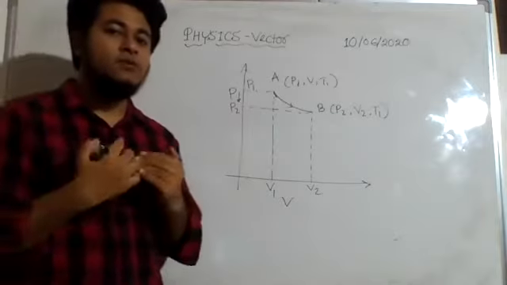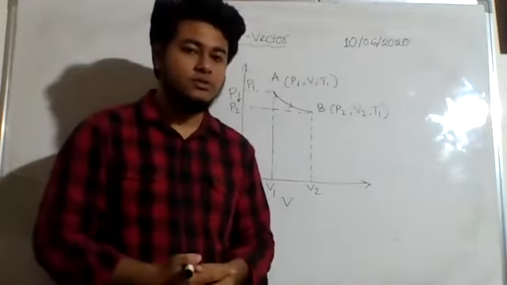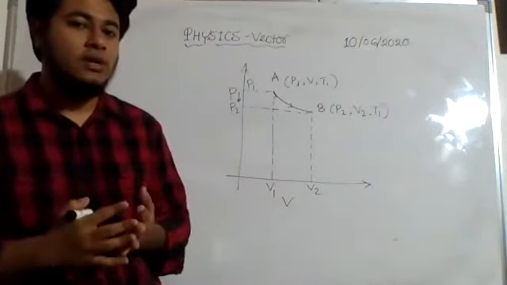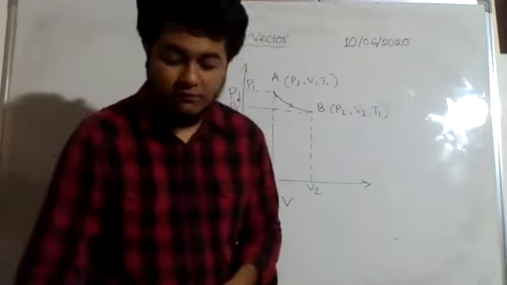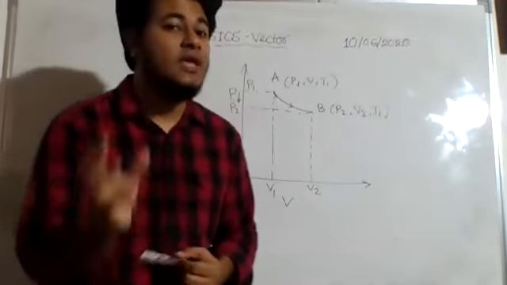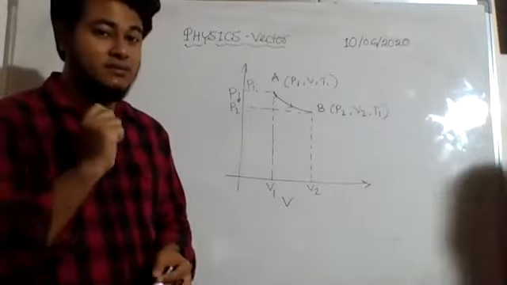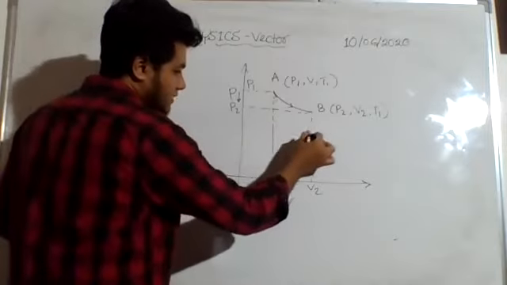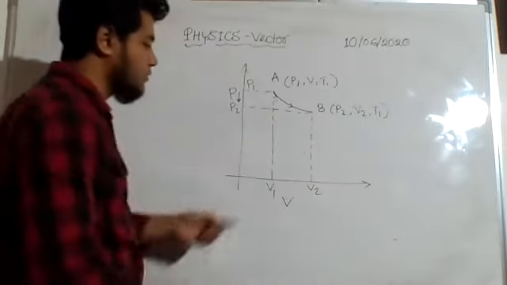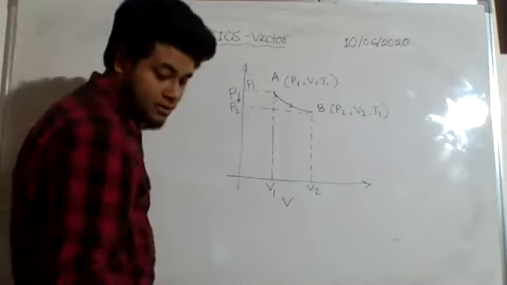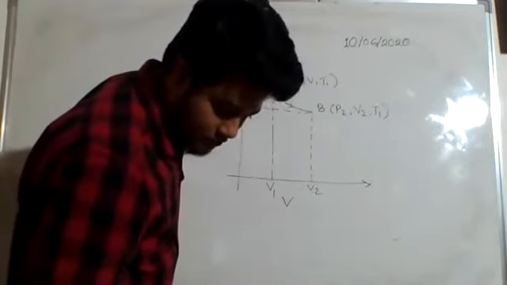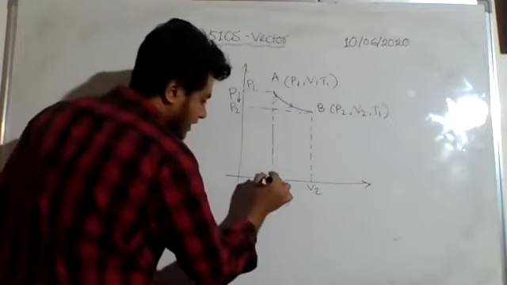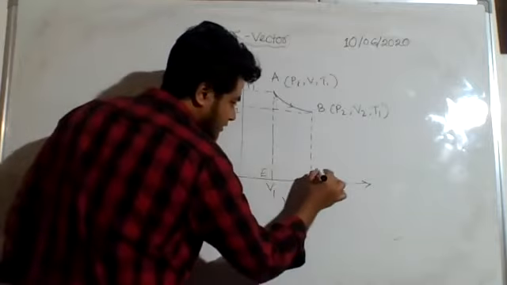Now, if you want to find out the work done in this process, how can you do it? We already know. If I want to find out the work done in any process, all I have to do is find out the area under the curve in the indicator diagram. So the area under the curve is this, right? This area, if I draw perpendiculars, they have named this point as E and this point as G.